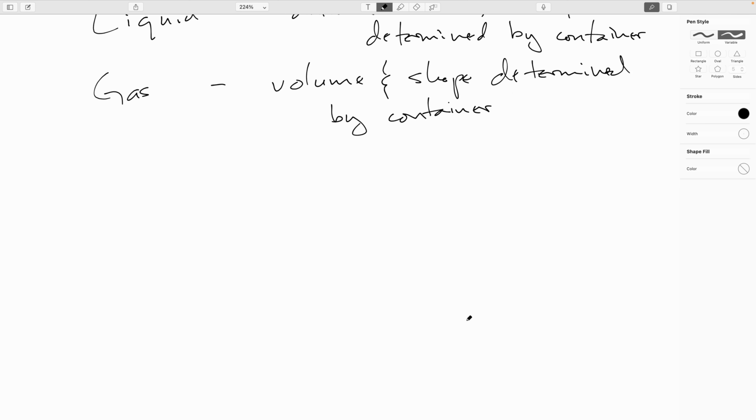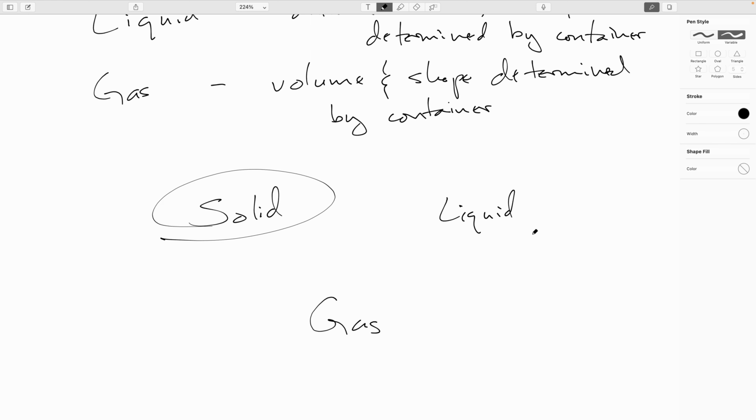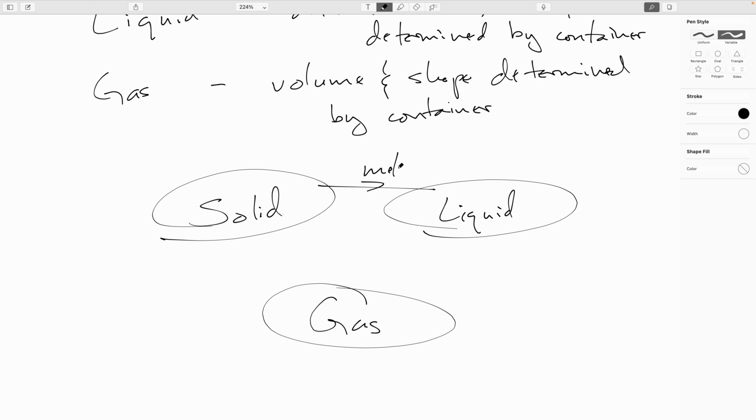So just to remember some vocabulary for when we're changing between phases: solid, liquid, and gas. If a solid becomes a liquid, we will say that that process is melting. So we melt. On the other hand, if we go from liquid to solid, we say that we freeze. Similarly, if we go from liquid to gas, we boil. If we go from gas to liquid, we condense.